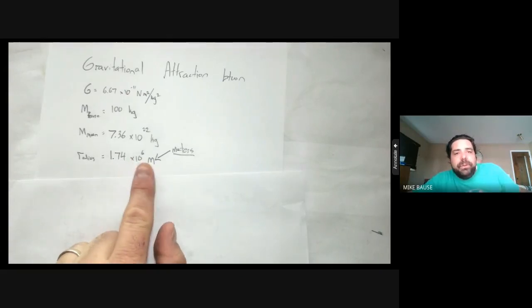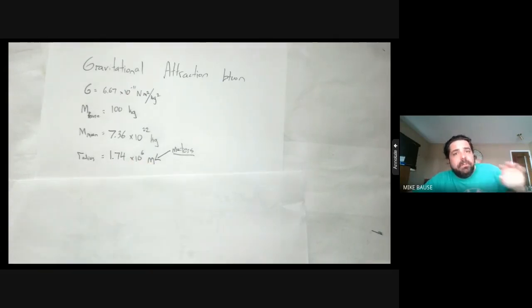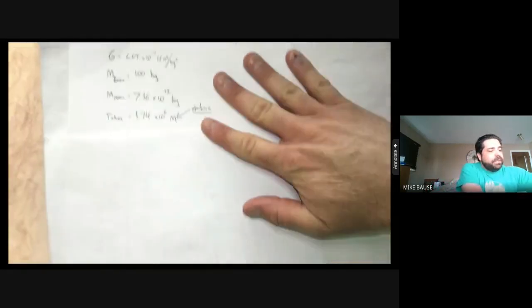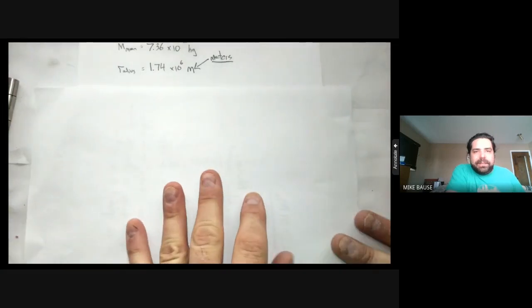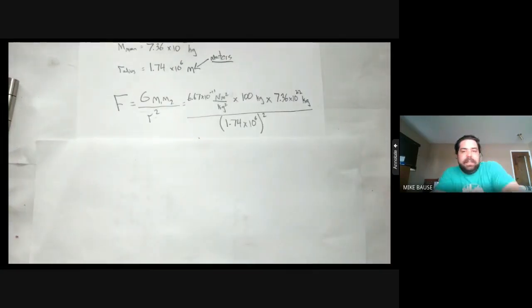So whenever they give you a number in kilometers, multiply it by 1,000, and that's the number in meters. Here's what the formula would look like if I'm writing this out, but not necessarily what it would look like when I type it into my calculator. It writes out as 6.67 times 10 to the negative 11 times 100 times 7.36 times 10 to the 22, all divided by 1.74 times 10 to the 6 squared.